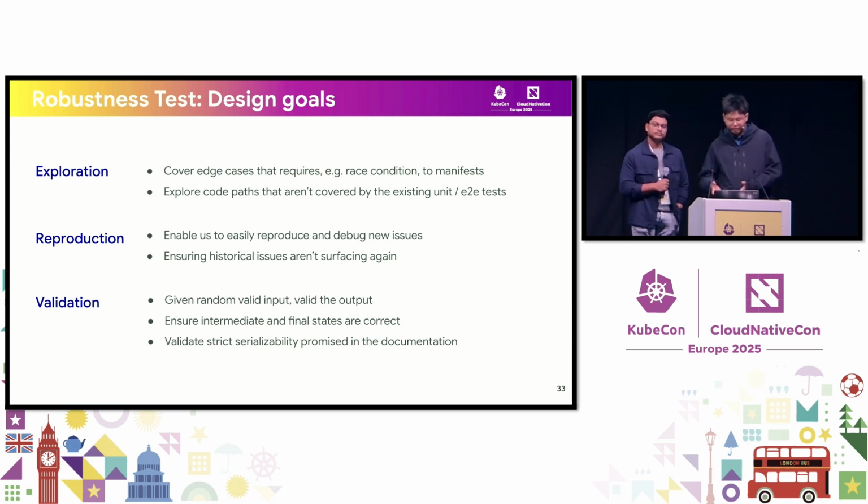We need to somehow validate the output. We want to also ensure not just the final state is correct, we want to ensure the intermediate states are correct, because we have the strict serializability promised in our documentation.